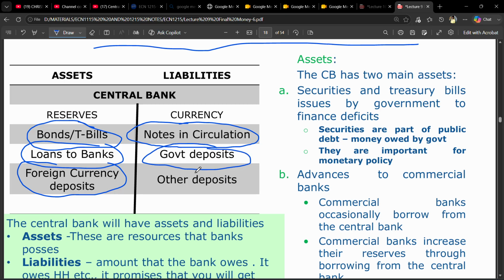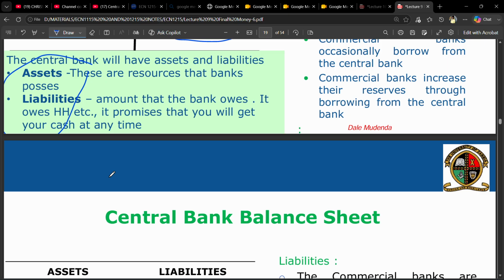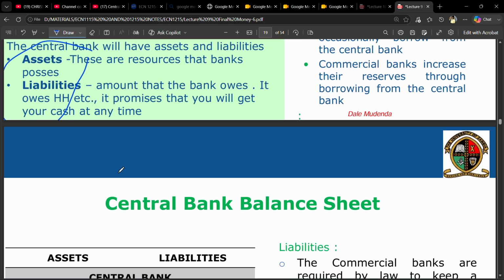The government deposits. So if the government goes to the central bank and deposits money, then that is a liability. Okay, so we can as well talk about other deposits that can be made: deposits made by the government, deposits made by commercial banks, and the circulation of what? The circulation of currency. Okay, these are the things that we can talk about: the liabilities and the assets.